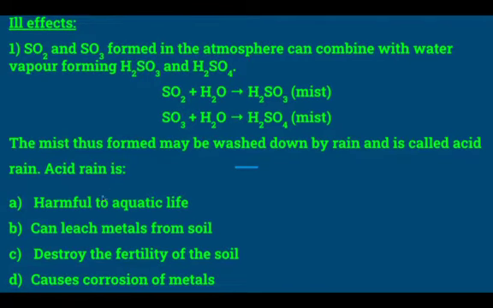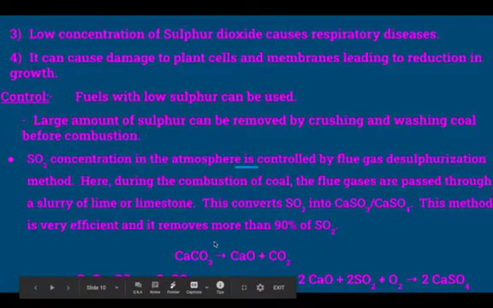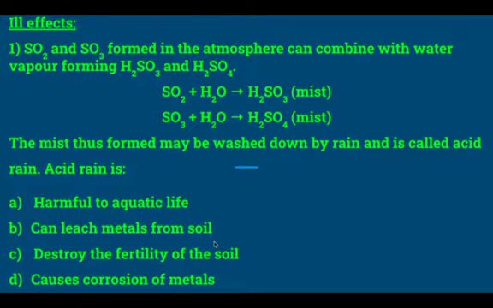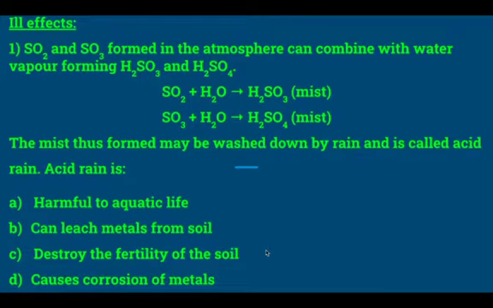And acid rain is harmful to aquatic life, to fish as well as plants in water. It can leach metals from soil. Then it can destroy the fertility of soil, and it causes corrosion of metals. So these are the harmful effects of acid rain. So these are the major ill effects of oxides of sulphur.